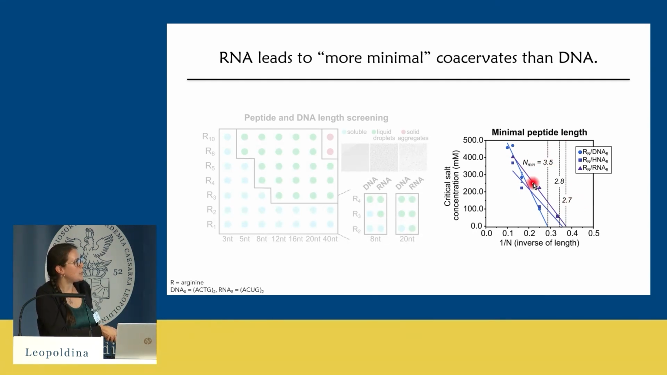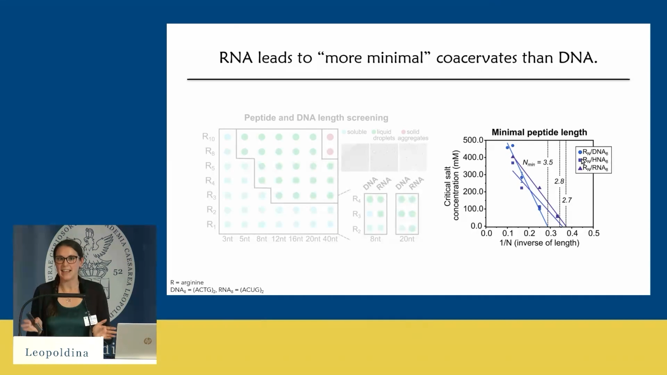What's interesting is that we also tried a hybrid nucleic acid where we mixed DNA and RNA nucleotides. And what we saw was that the minimal length of the peptide is 3 again, which means that even just adding 1 or 2 or a few RNA nucleotides to your mixed strand gives an advantage to form coacervates compared to the pure DNA system.